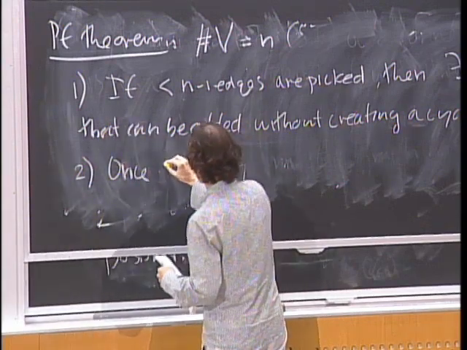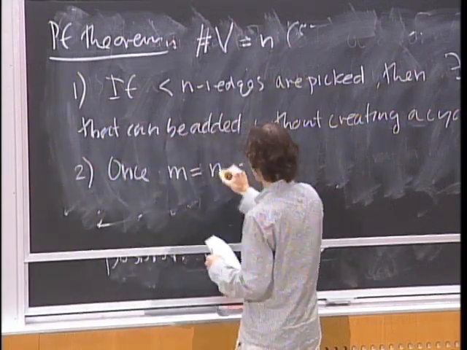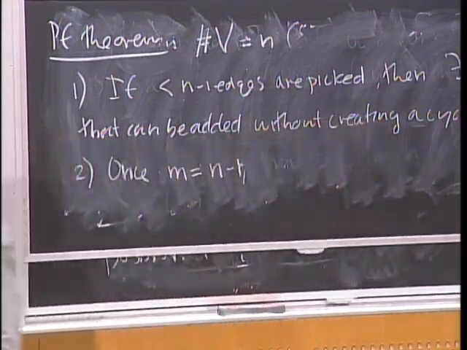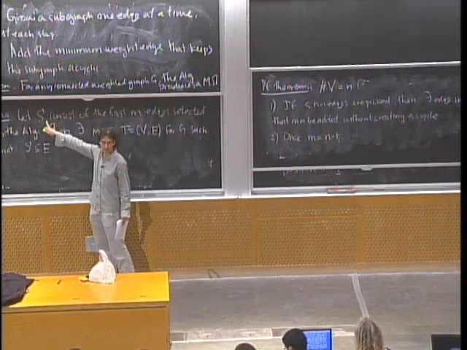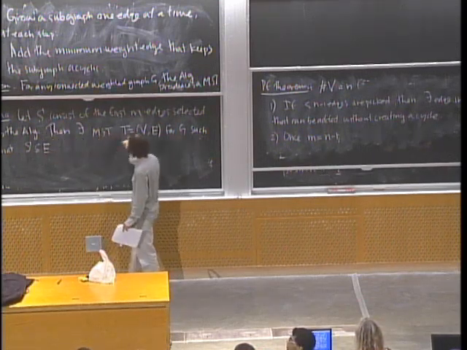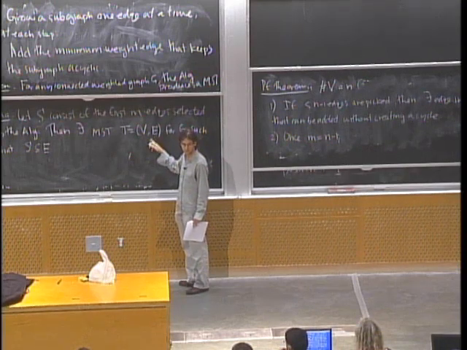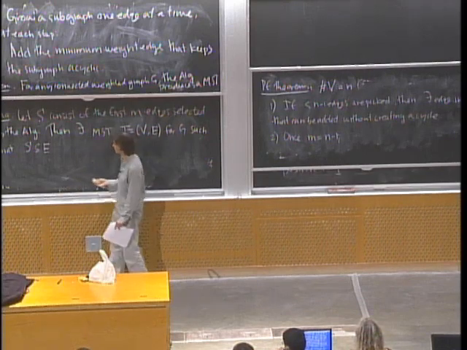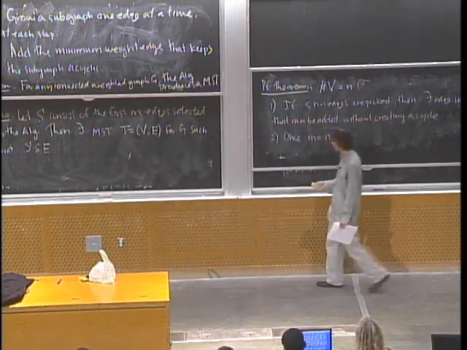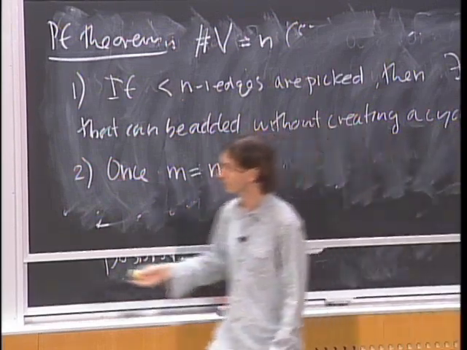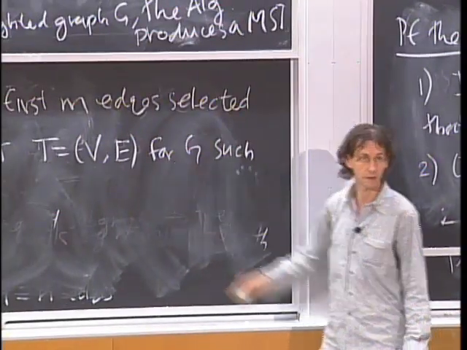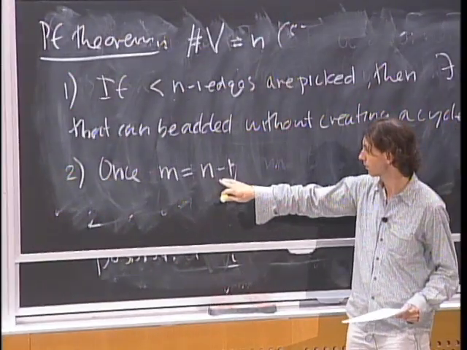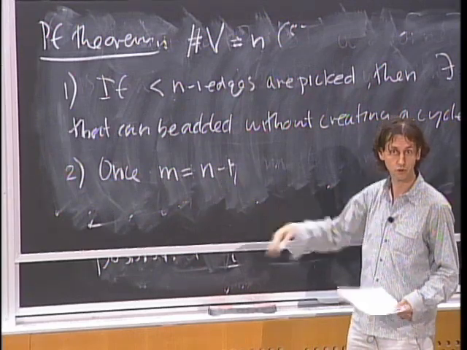So once n minus 1 edges have been chosen, then S has exactly n minus 1 edges. E has exactly n minus 1 edges, because it's a tree. They are subsets of one another, so they must be equal to one another. So essentially, what we have here is that S exactly defines the minimum spanning tree that we are looking for. So the algorithm, at the very end, when it has chosen n minus 1 edges, produces a minimum spanning tree.